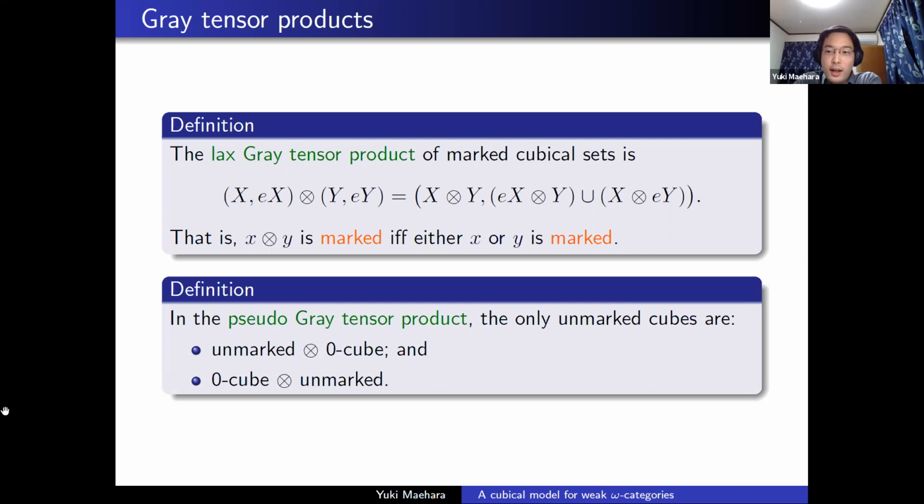So now I have given you a sort of vague definition of our model and maybe more precise definitions of these Gray tensor products. I mentioned the Gray tensor products as our motivation for developing this cubical model, so that they interact nicely. And what that means in this context is the following.